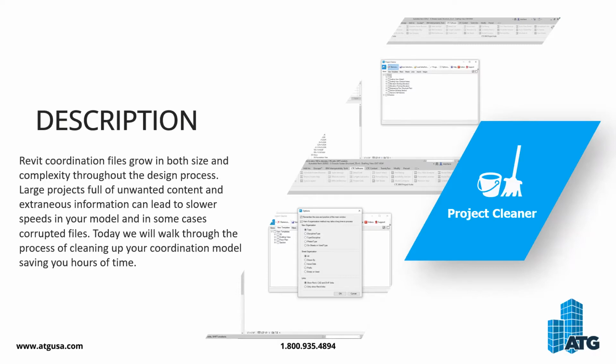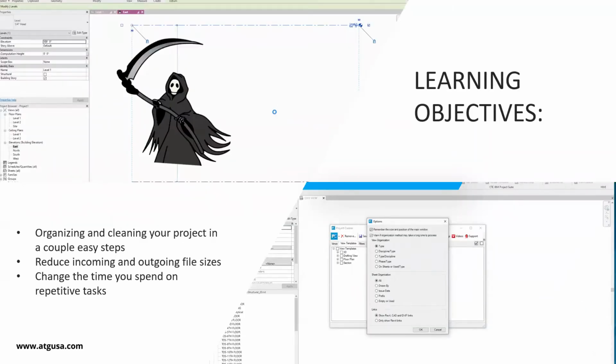So let's talk about our objectives here today. What we're going to be learning is organizing and cleaning your project in a couple easy steps. We're going to reduce incoming and outgoing file sizes, and we're going to change the time you spend on repetitive tasks. Now, I recommend this tool for not an everyday user. This tool is specifically going to be used for a BIM admin or BIM manager type role, cleaning out the projects, because it can be detrimental to your project if you get someone that doesn't know what they're doing with this and they start to remove all of your views within this project.